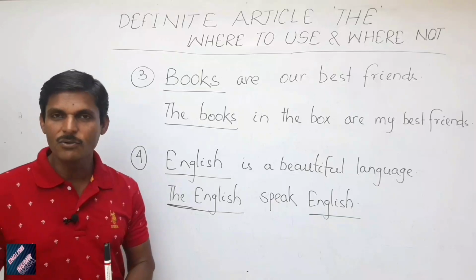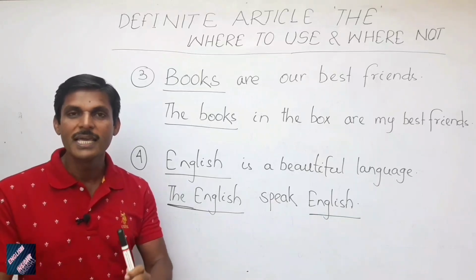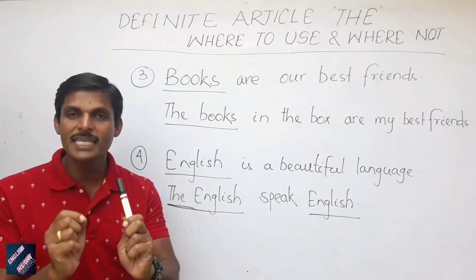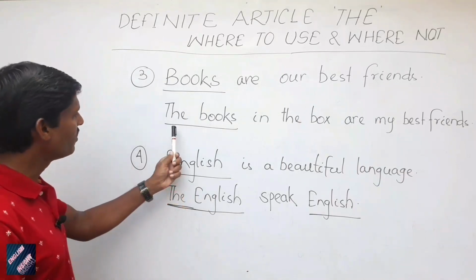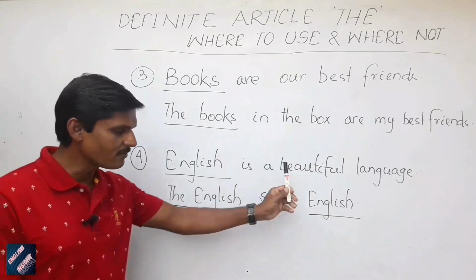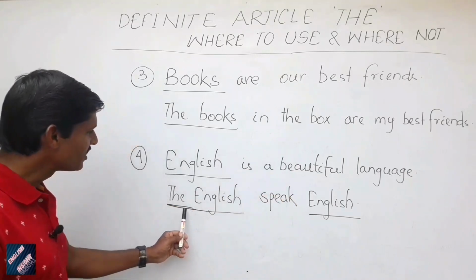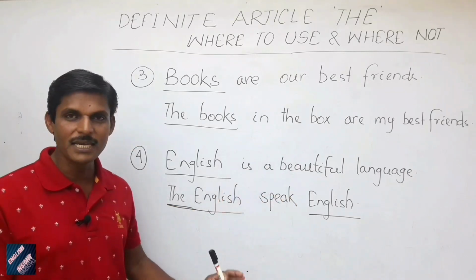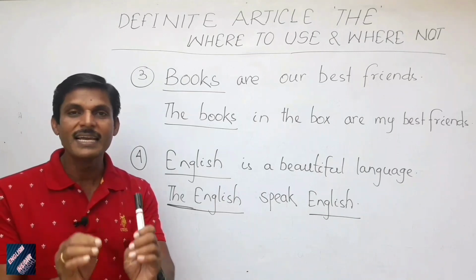If we talk about any plural countable noun in a particular sense, we should use the before the word. Okay? The fourth pair of sentences. English is a beautiful language. It's the first sentence. The second sentence, the English speak English. In both the sentences, the same word English is used.